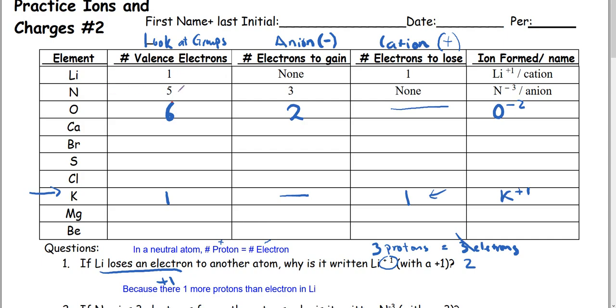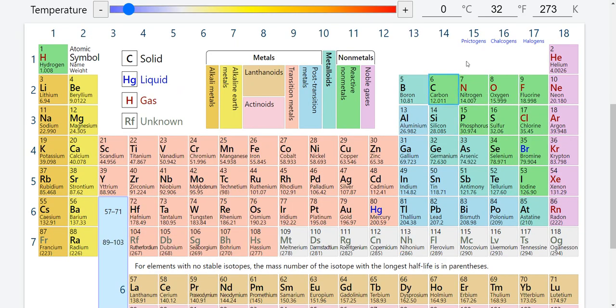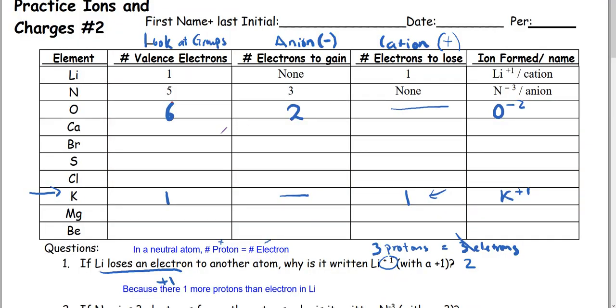Nitrogen is in group 15. Group 15, we have 5 valence electrons. 5 valence electrons, we need to gain 3 more to get to 8. You gain 3, you will write it as N minus 3, and it will be an anion. From here down, you can just write a symbol and charge number.